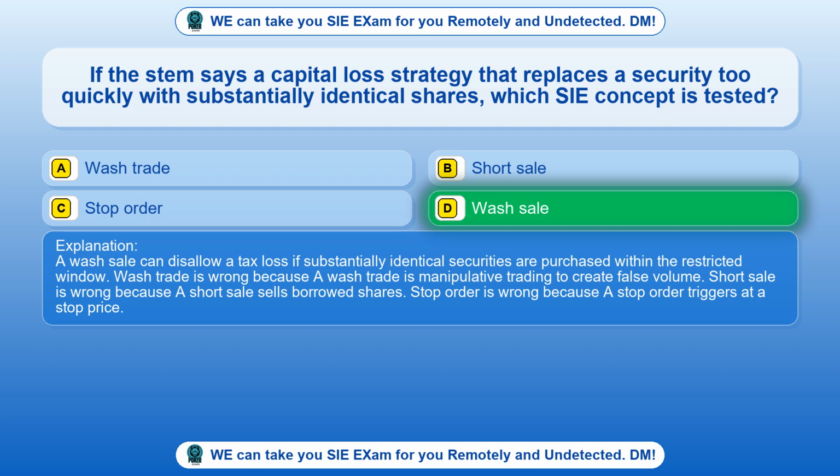Wash trade is wrong because a wash trade is manipulative trading to create false volume. Short sale is wrong because a short sale sells borrowed shares. Stop order is wrong because a stop order triggers at a stop price.